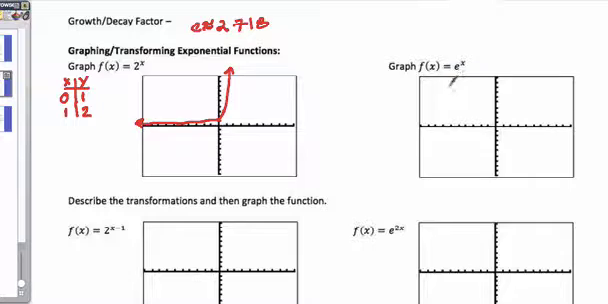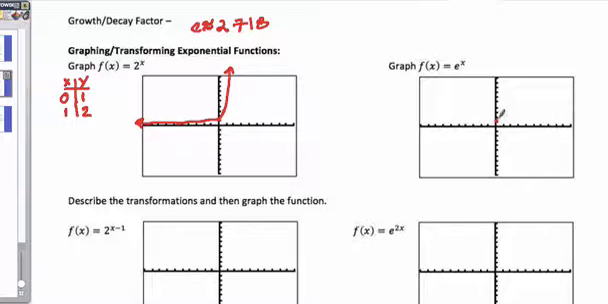Okay, what about this one? It basically looks the same. Our a is still 1, because if I plug in 0, I'm going to get out a 1. So 1 right there. And then if I plug in a 1 here, this is going to be 2.718. So we're just going to eyeball it and say it's right about there.